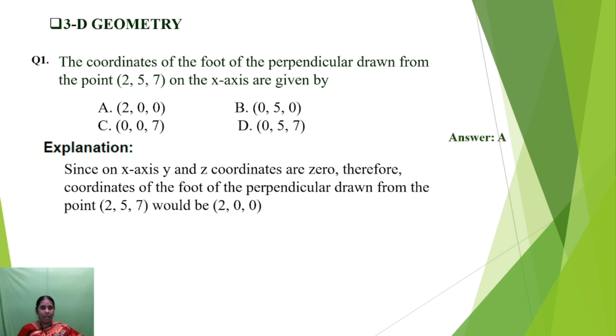The answer is 2, 0, 0 because as per the question, the foot of the perpendicular drawn from the point on the x-axis takes y and z as 0. So the coordinates for y and z are 0. So the only answer is 2, 0, 0, which is in our option A. Next question.